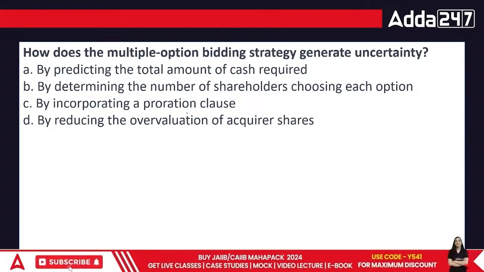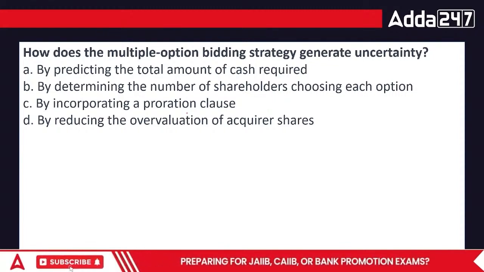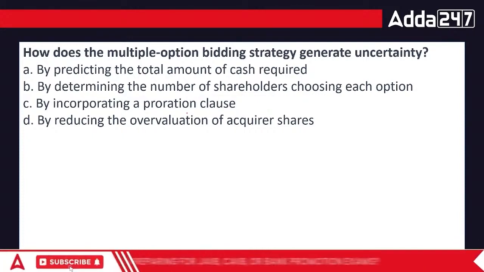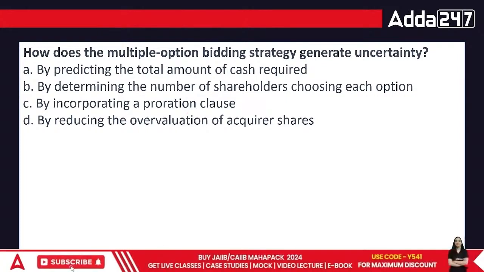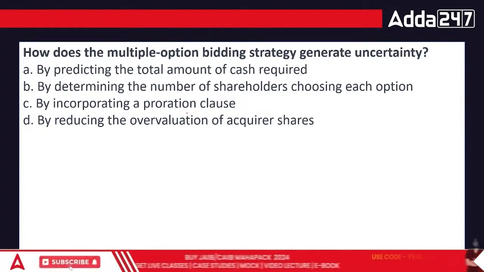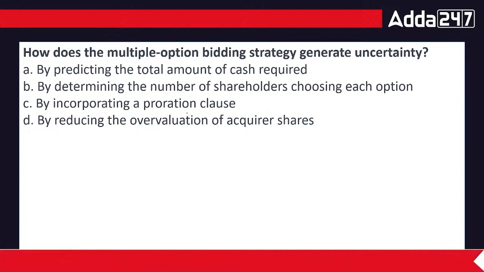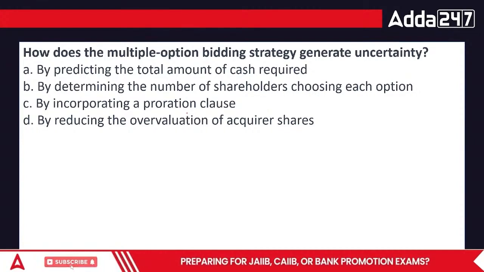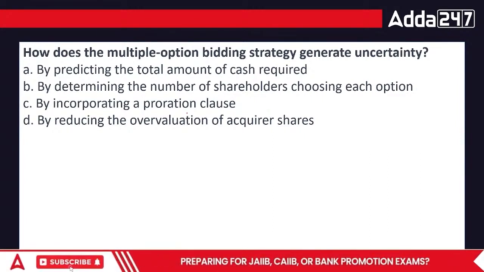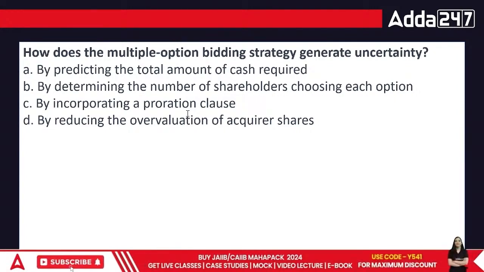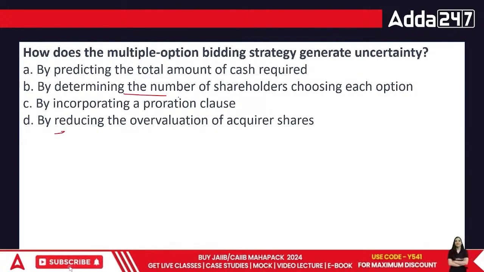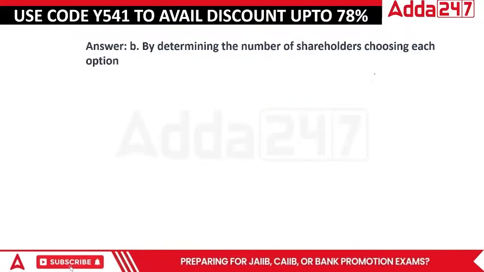How does a multiple option bidding strategy generate uncertainty? What would be the answer to this question, everyone? By predicting the total amount of cash required, by predicting the number of shareholders choosing each option, by incorporating a proration clause, or by reducing the overvaluation of acquirer shares. Basically, it is generating too much uncertainty because in this case, we are determining the number of shareholders choosing each option. This makes the entire thing very uncertain in nature.